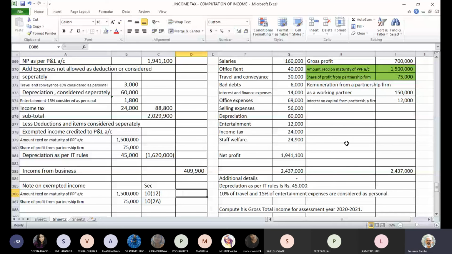Have you understood this? Yes, sir. Okay, everybody has completed up to exemptions. Yes, all of you completed the solution up to there.